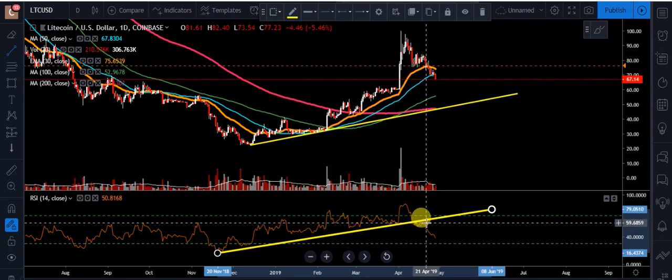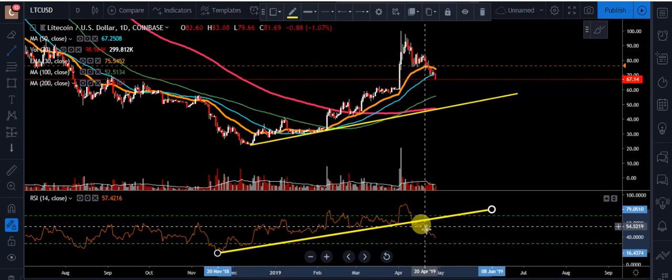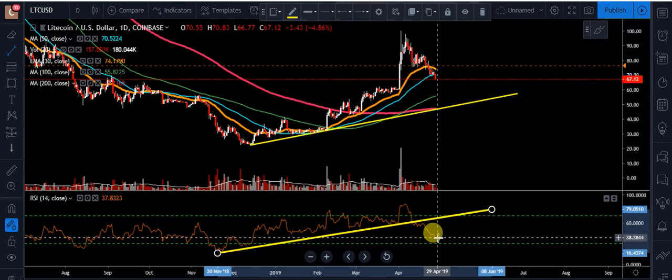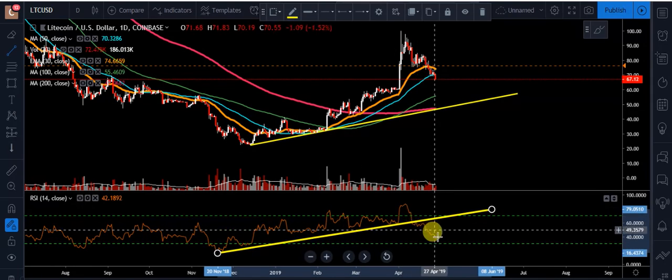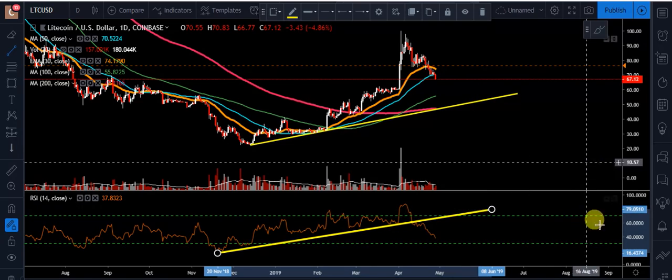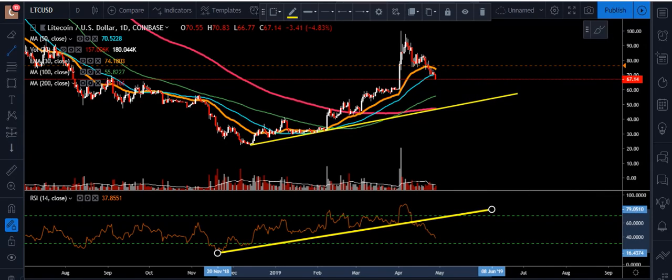What happened when we broke down here? We tried to retest this area, and then we fell back to the downside again. And that's typically what happens, especially when we've held these higher lows for so long and we break down through them, guys. So, we're at 37 right now. There's still more room to the downside on the 1 day chart.